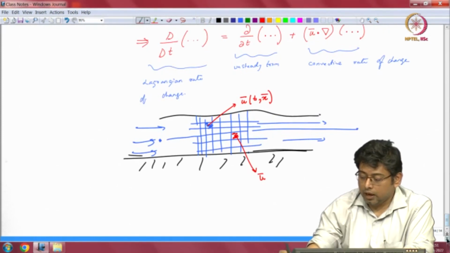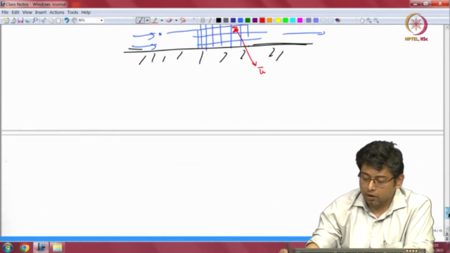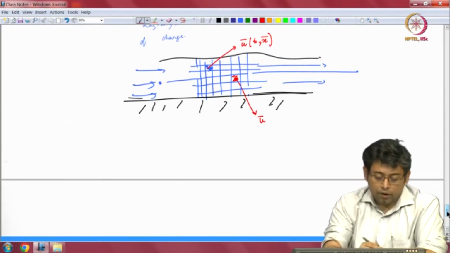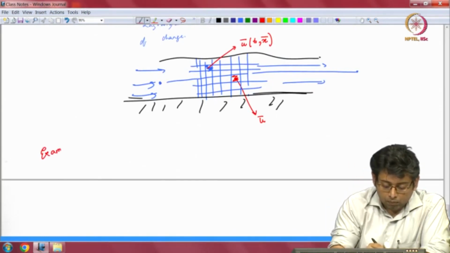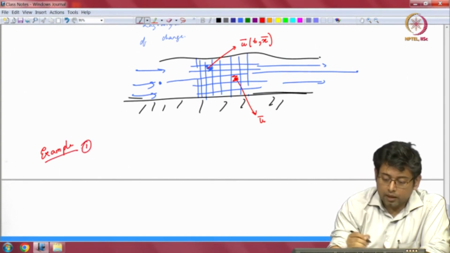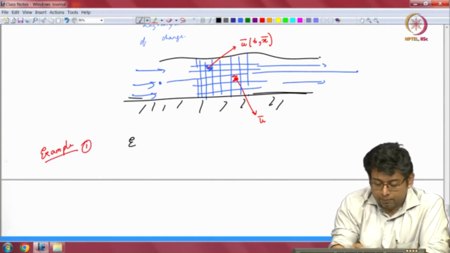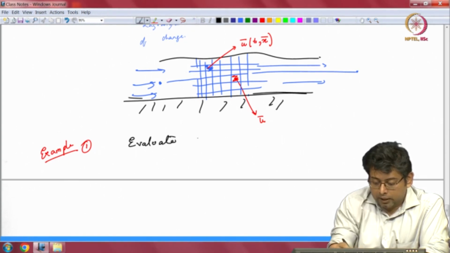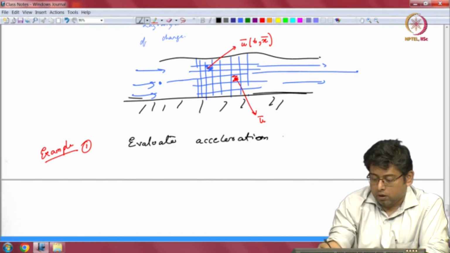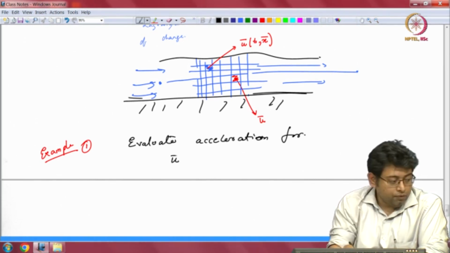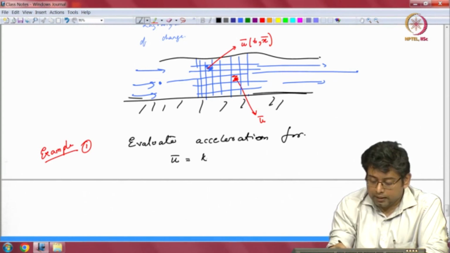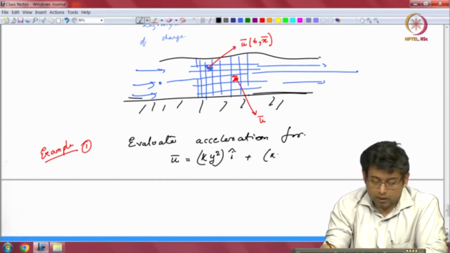So this creates an interesting scenario. For example, let's try to do example 1. Let's say evaluate acceleration for, let's say there is a velocity field which is given to you as k times y square i hat plus k times x square j hat.